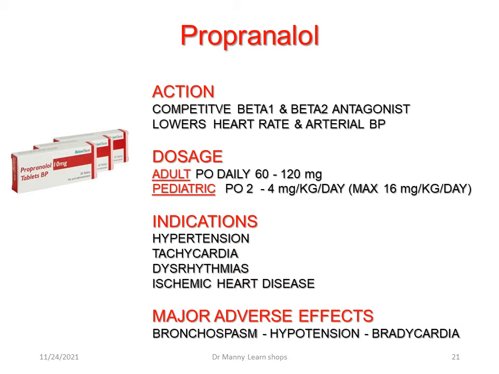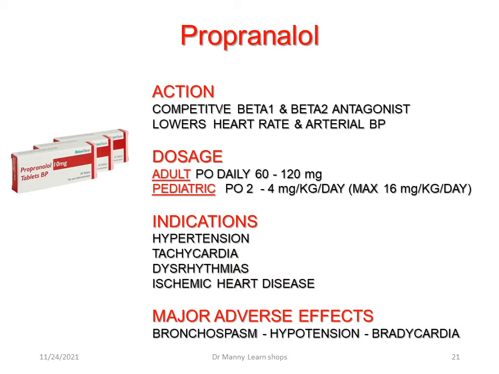It's a competitive Beta1 and Beta2 antagonist, and therefore it lowers heart rate and arterial blood pressure. It's a beta blocker. The dose is 60 to 120 milligrams. Pediatric, 2 to 4 milligrams per kg per day, maximum 16 milligrams per kg per day. But remember, it's according to your organisational policy. The indications for this medication are hypertension, tachycardia, cardiac dysrhythmias, and ischemic heart disease.